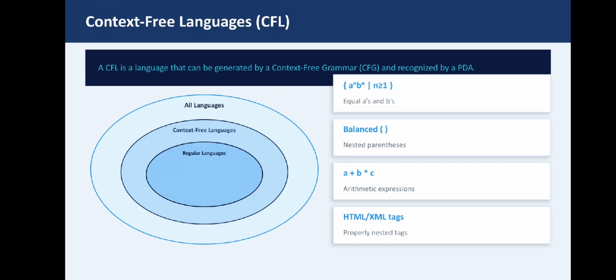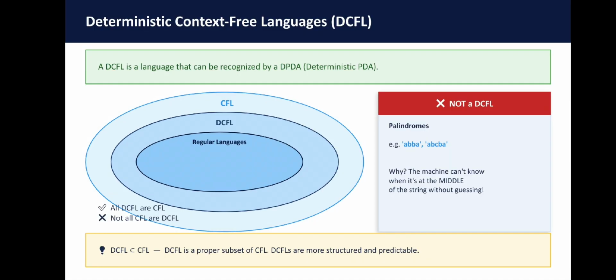Now let's talk about context-free language. A context-free language is any language that can be generated by a context-free grammar and recognized by a PDA. They sit in the middle of the language hierarchy. It is more powerful than any regular language, but is not as powerful as full Turing machines. For example, it includes balanced parentheses and arithmetic expressions.